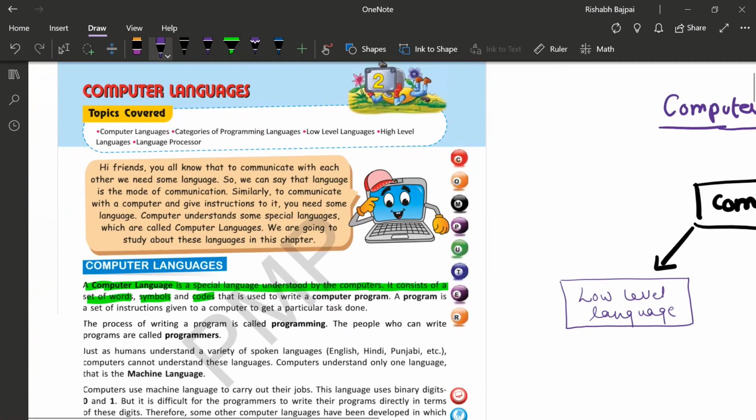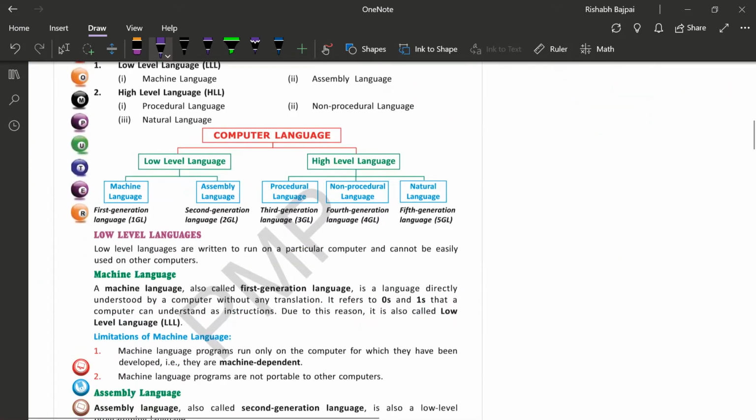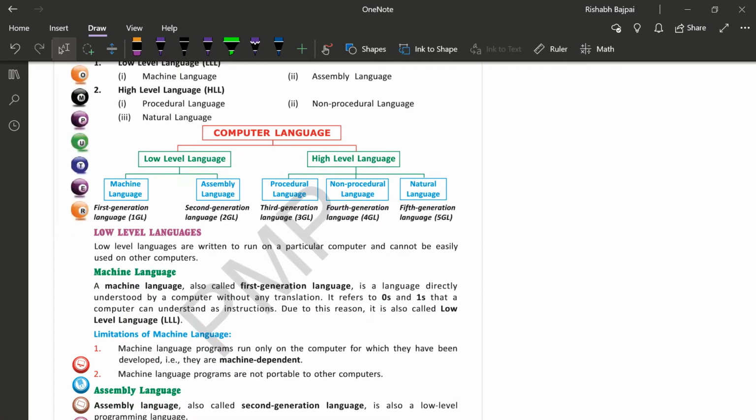Let's discuss. If we talk about low level language, then low level languages are written to run a particular computer and cannot be easily used on another computer. Low level languages are machine dependent. This is the basic drawback of low level language, that it is machine dependent. Machine dependent means if we have written a program for a particular machine, then it can't be used directly on another machine.